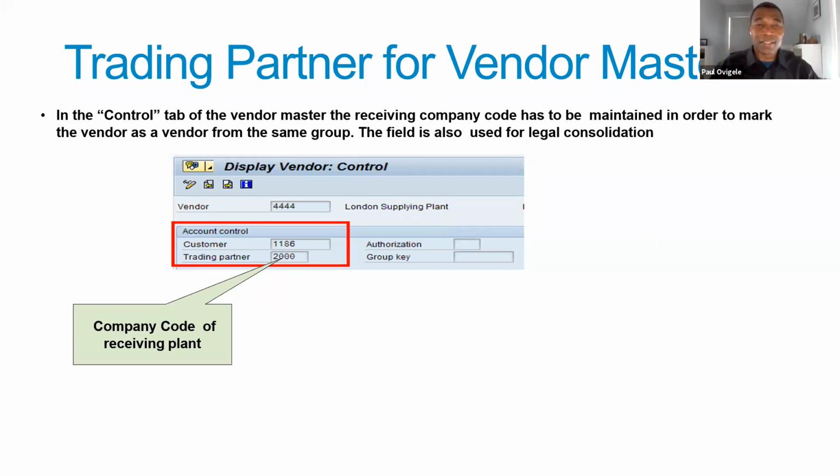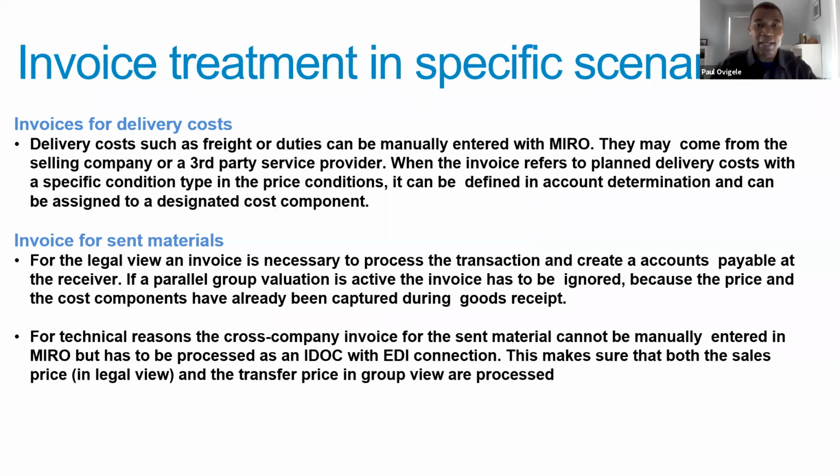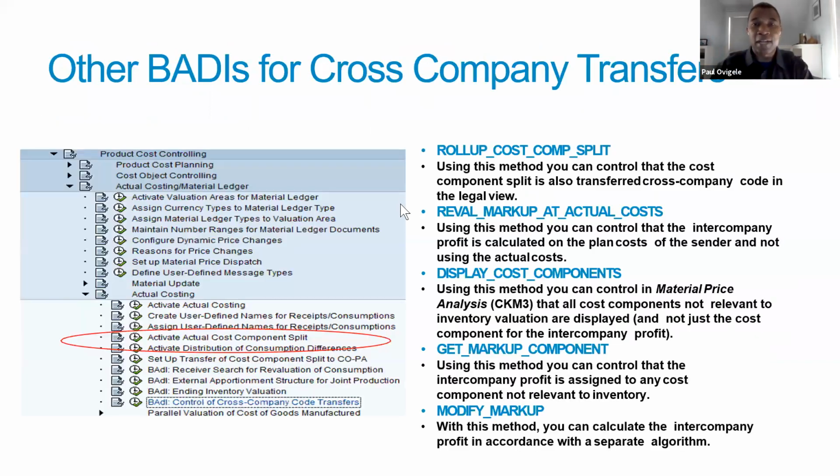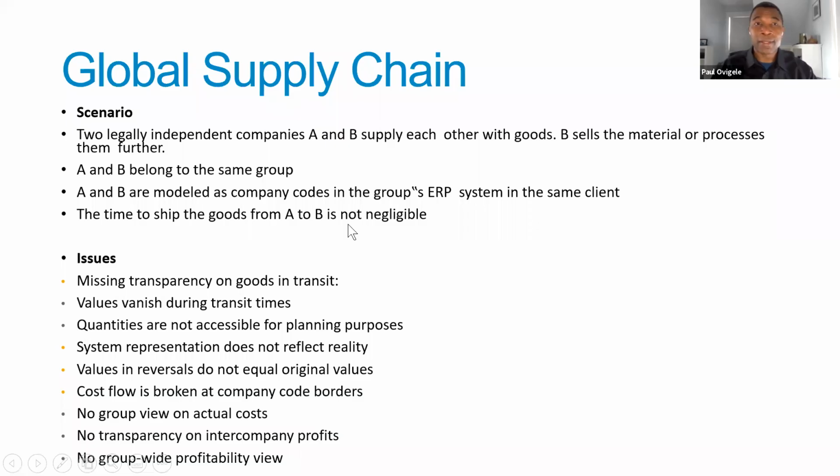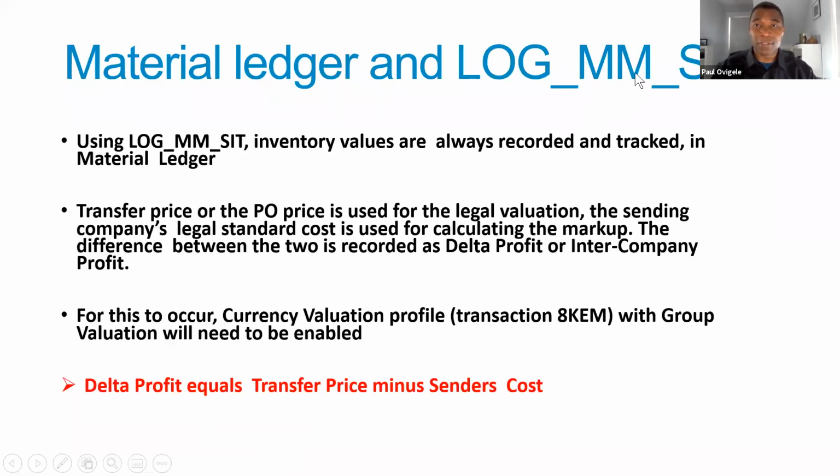So to summarize, this last piece that I'm talking about, with actual costing, is only if you have material ledger actual costing. Nothing to do with all the other stuff I've talked about. I introduced this just to show how this business function is not just SIT.